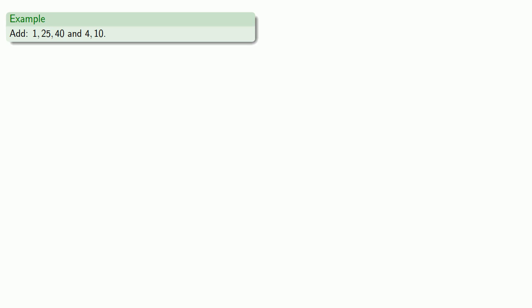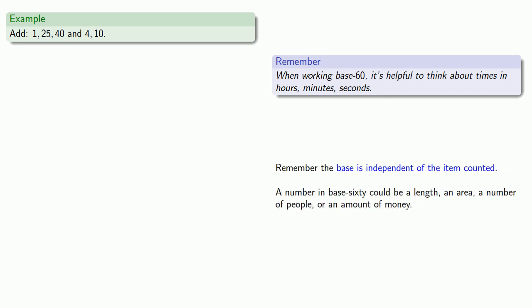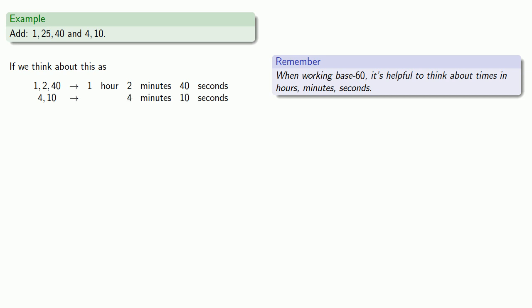Now, it's useful to keep the following idea in mind. When working base 60, it's helpful to think about times in hours, minutes, and seconds. And again, remember the base is independent of the item counted. A number in base 60 could be a length, an area, a number of people, or an amount of money. So while we might think about these numbers as time, they don't necessarily represent times. And so if we think about this as 1, 2, 40 being really 1 hour, 2 minutes, 40 seconds, and 4, 10, well, that's really 4 minutes, 10 seconds.